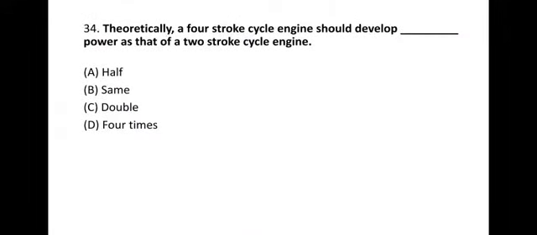Next question. Theoretically, a 4-stroke cycle engine should develop blank space power as that of a 2-stroke cycle engine, and the answer is half. So theoretically a 4-stroke cycle engine should develop half the power as that of a 2-stroke cycle engine. Why is it so? Because in a 2-stroke cycle engine, in one revolution of the crankshaft we get one power stroke, whereas in a 4-stroke cycle engine, for one power stroke the crank has to complete 2 rotations. That is why a 4-stroke cycle engine should develop half the power as that of a 2-stroke cycle engine.